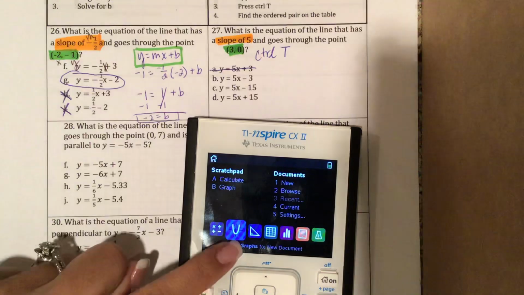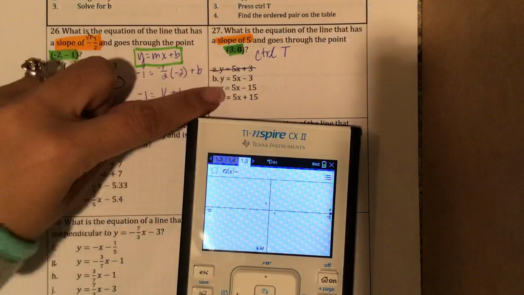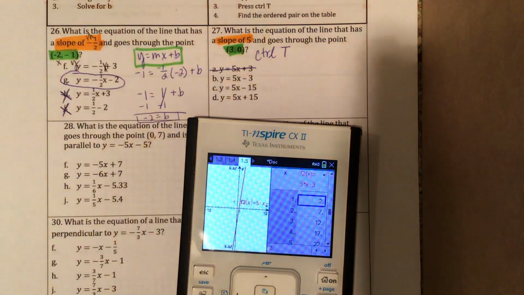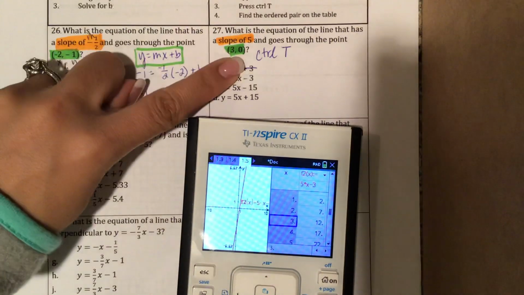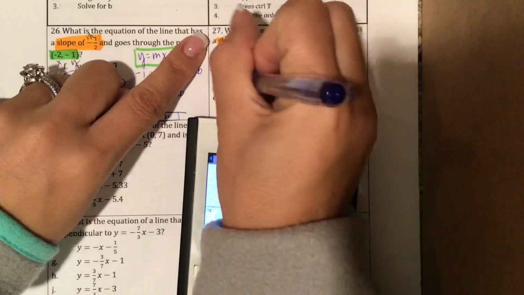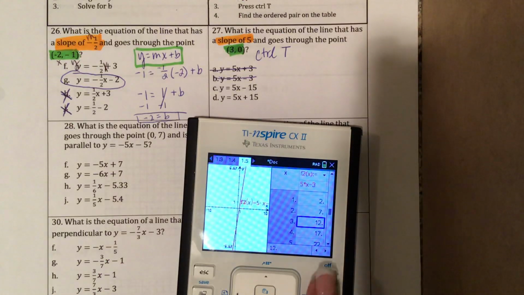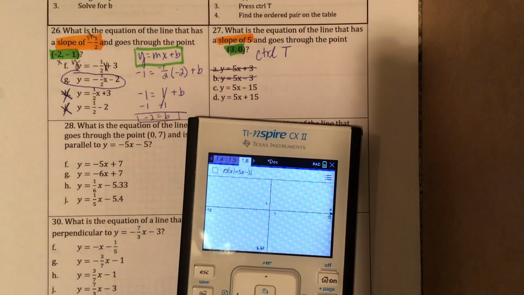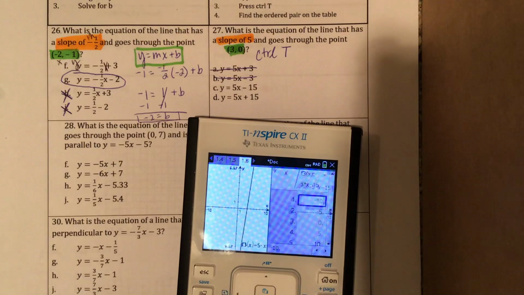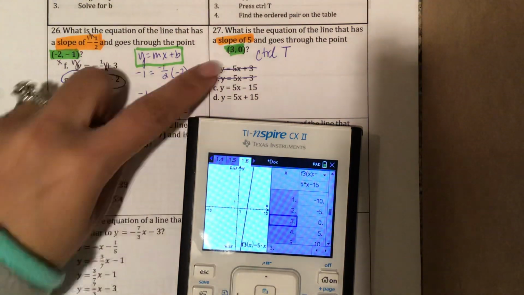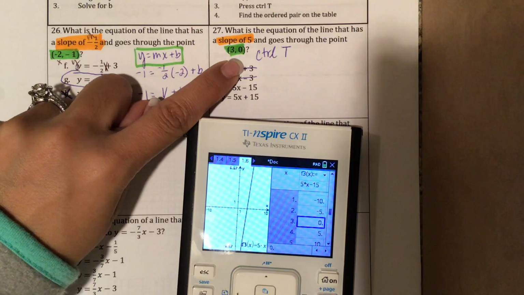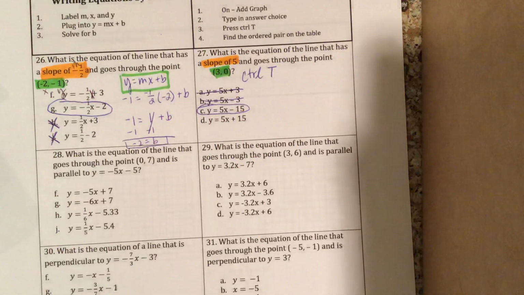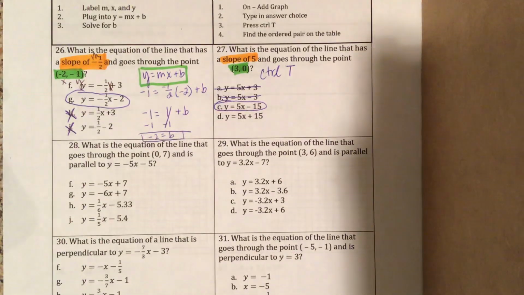So I go back to on, I'm going to plug in a new graph, and now I'm going to try B. 5x minus 3, enter, Control T. In this one, when the x value is 3, the y is still not 0, so it's not B. So let's try C. On, graph. 5x minus 15, enter, Control T. In this one, when the x is a 3, the y is a 0. So this one is the one that has that ordered pair on its table. Control T stands for table. So the correct answer is C.